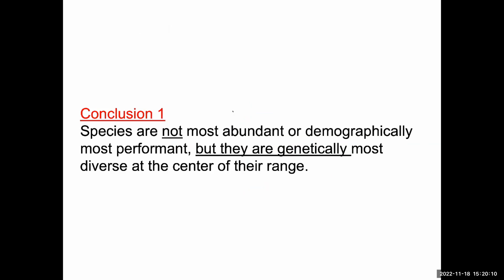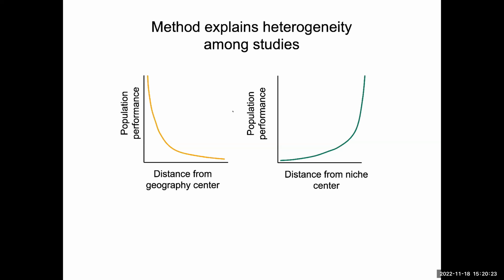The takeaway from this part is that species are not most abundant or demographically most performant, but they are genetically most diverse at the center of the range. Depending on the method studies used, they can find support or not for the center-periphery hypothesis. We found that when the study used geographic distance, the study is more likely to find support for the center-periphery hypothesis.